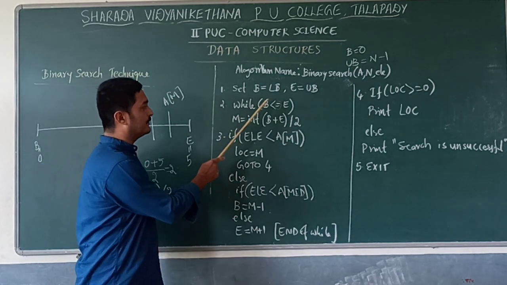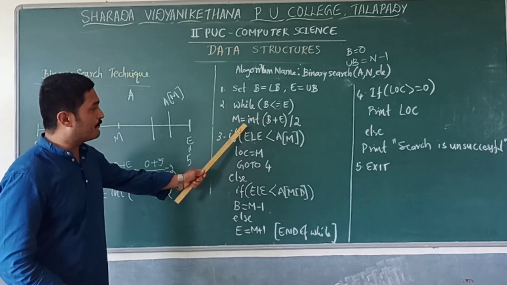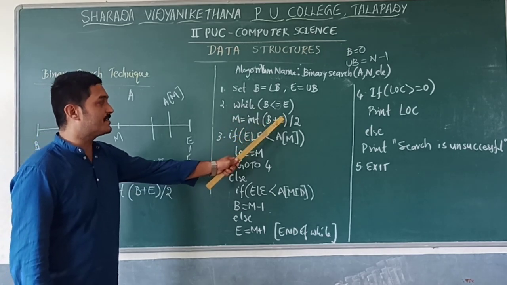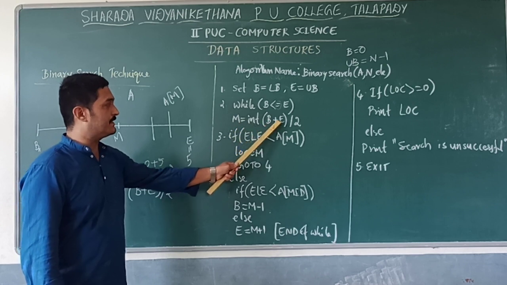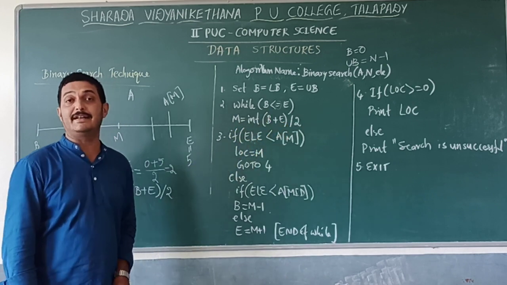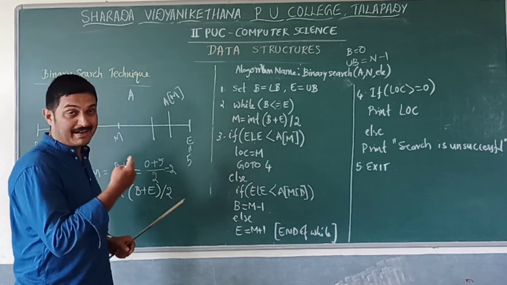So that's why we are using b is less than or equal to e. Next, m equal to int b plus e divided by 2. So that indicates that we are going to search the center element, or middle element.